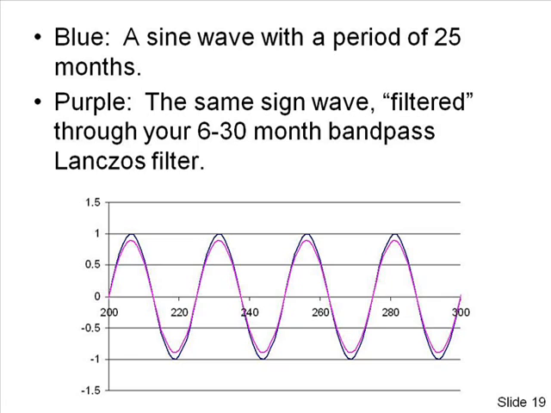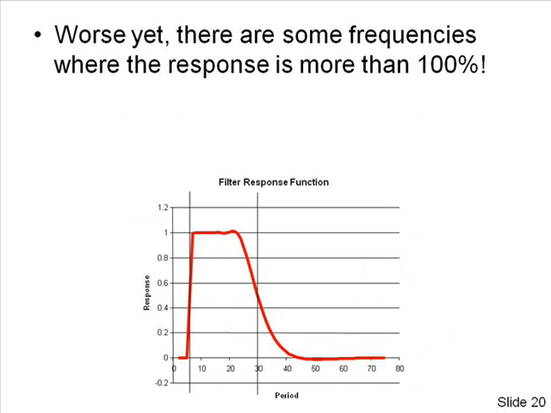With a name like 6 to 30 month filter, you'd assume it would have been preserved, but in fact, if you look at the purple curve, which is the filtered data, you see that it has sort of been lost. Don't get me wrong, it still looks mostly like the original sine wave, but you thought it was going to pass through unharmed, and it didn't. Worse yet, there are some frequencies where the frequency response function actually is slightly more than 100%.